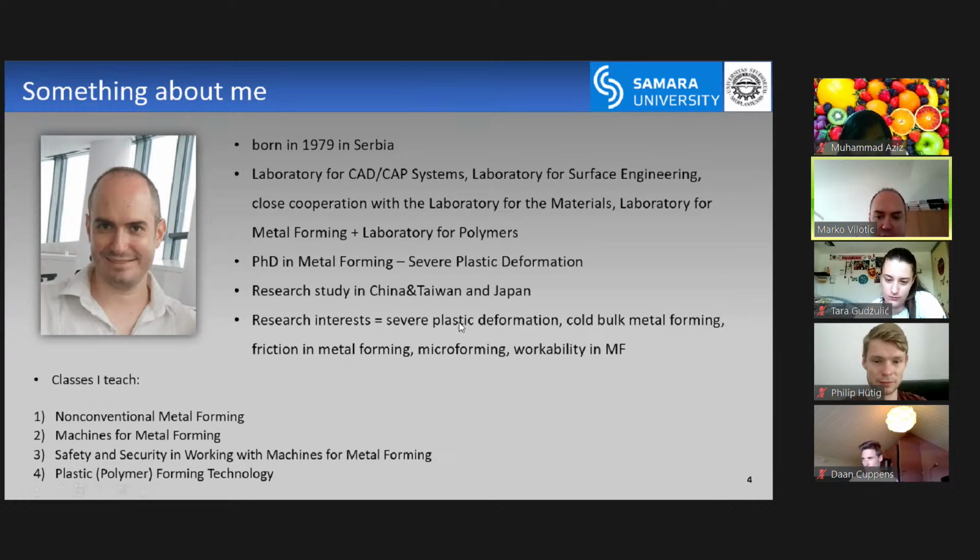My interests cover severe plastic deformation, cold bulk metal forming, friction in metal forming, microforming, workability in metal forming, and other things. And these are the classes I teach. It says here non-conventional metal forming. This is where severe plastic deformation belongs.